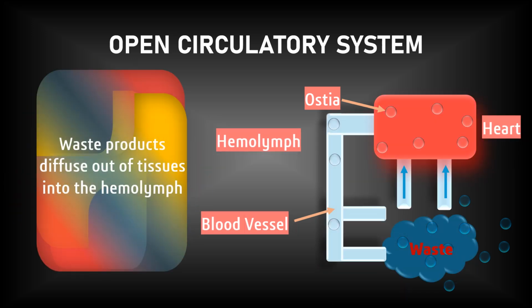In insects, the waste products diffuse out of tissues into the hemolymph, which means the metabolic waste generated by the cells is transferred directly into the fluid hemolymph that circulates throughout the insect's body. This is due to the generation of concentration gradients, where substances move from areas of higher concentration in the tissues to areas of lower concentration in the hemolymph.